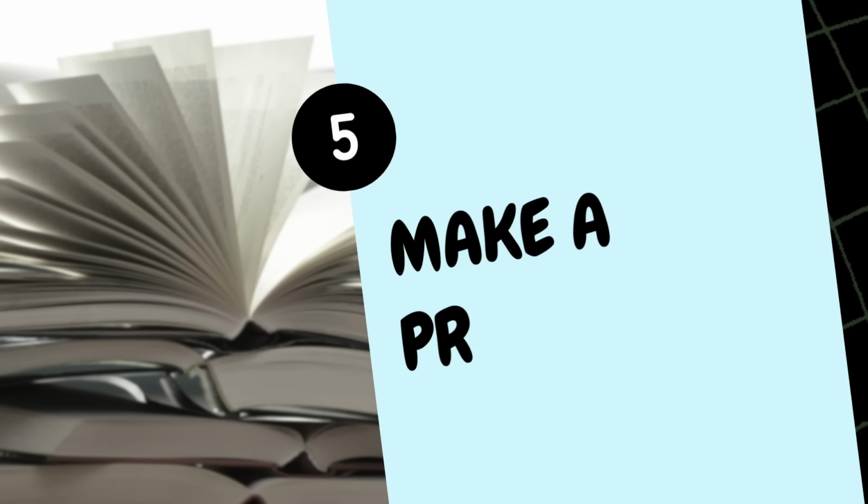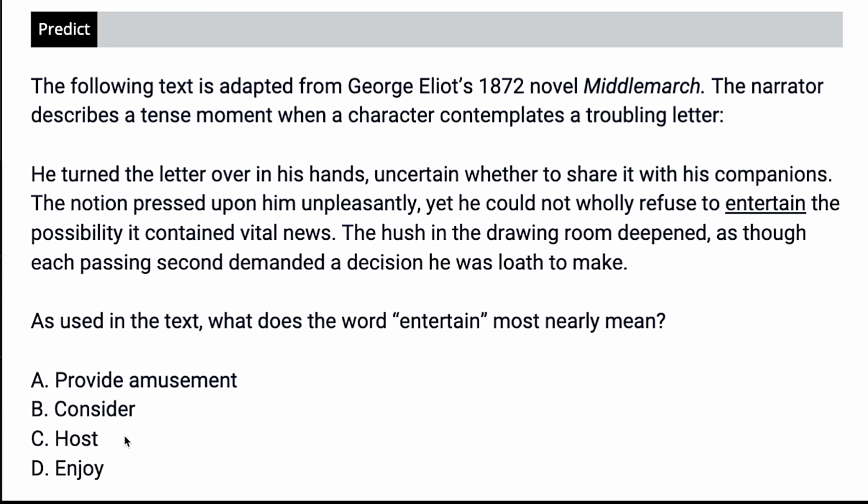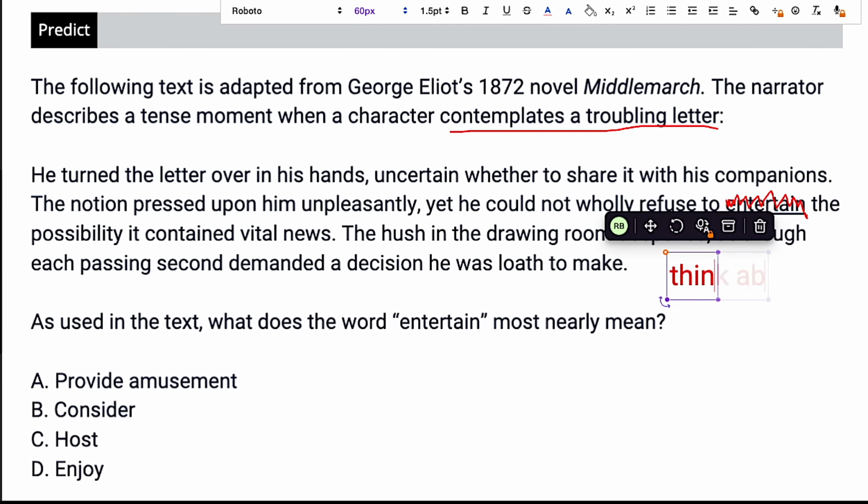When you do finally circle back to the reading questions, I want you to make a prediction. This comes in super handy, and what we can do is come up with a prediction for replacing this. And what would be even better is to actually ignore this, because for words in context, you want to focus on context. So let's just play fill in the blank. If I were filling in the blank, I would say he could not wholly refuse to think about the possibility that it contained vital news.